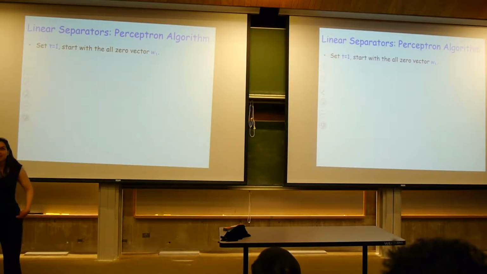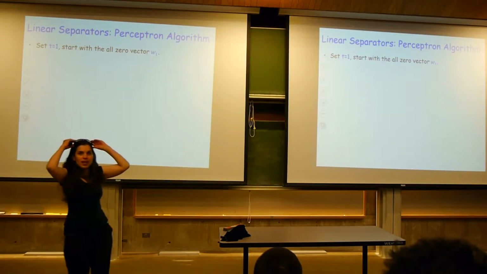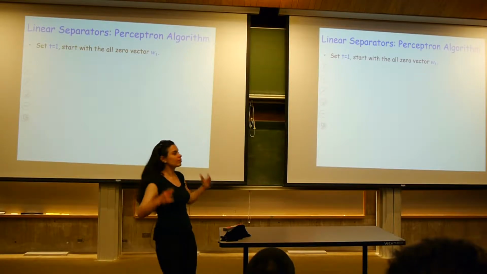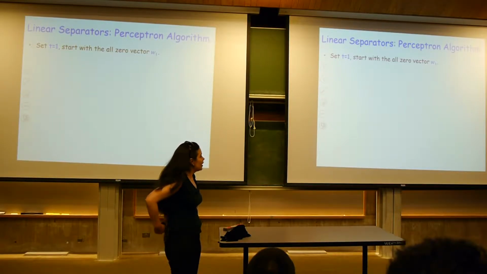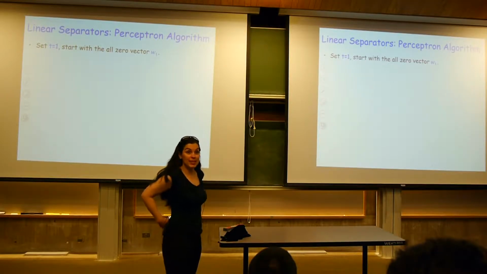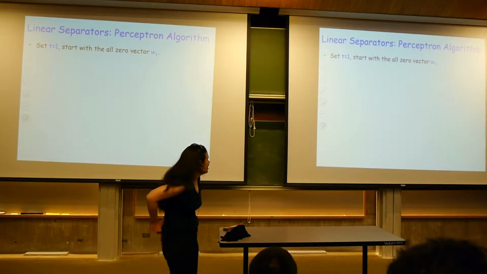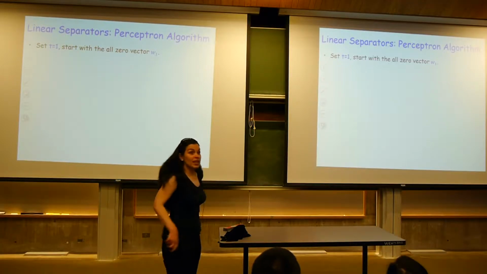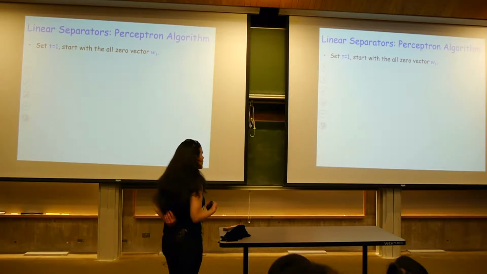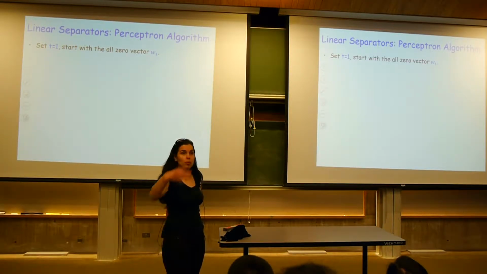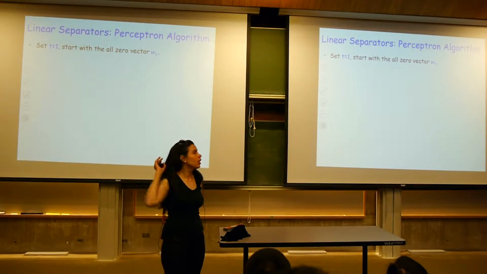So let's think about target functions that are linear separators that go through the origin. All right, and let's describe the perceptron algorithm. As you see, it's basically the simplest algorithm you could imagine. It's basically a greedy algorithm. It's an online algorithm. We're going to go for an arbitrarily large number of rounds.